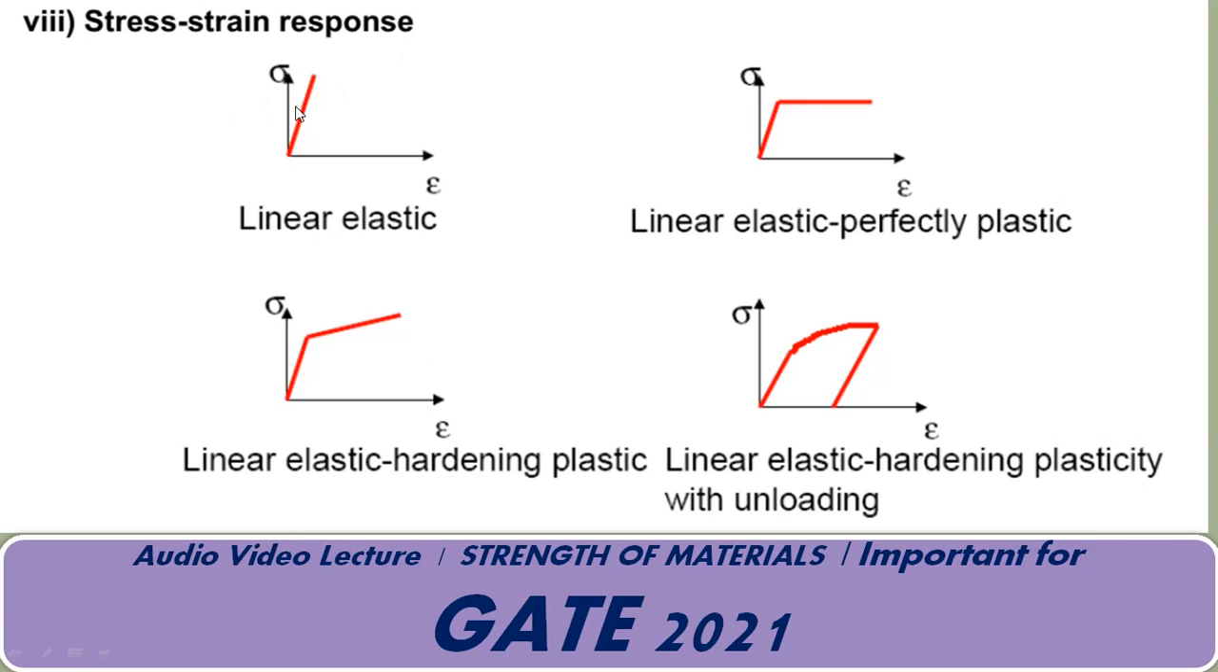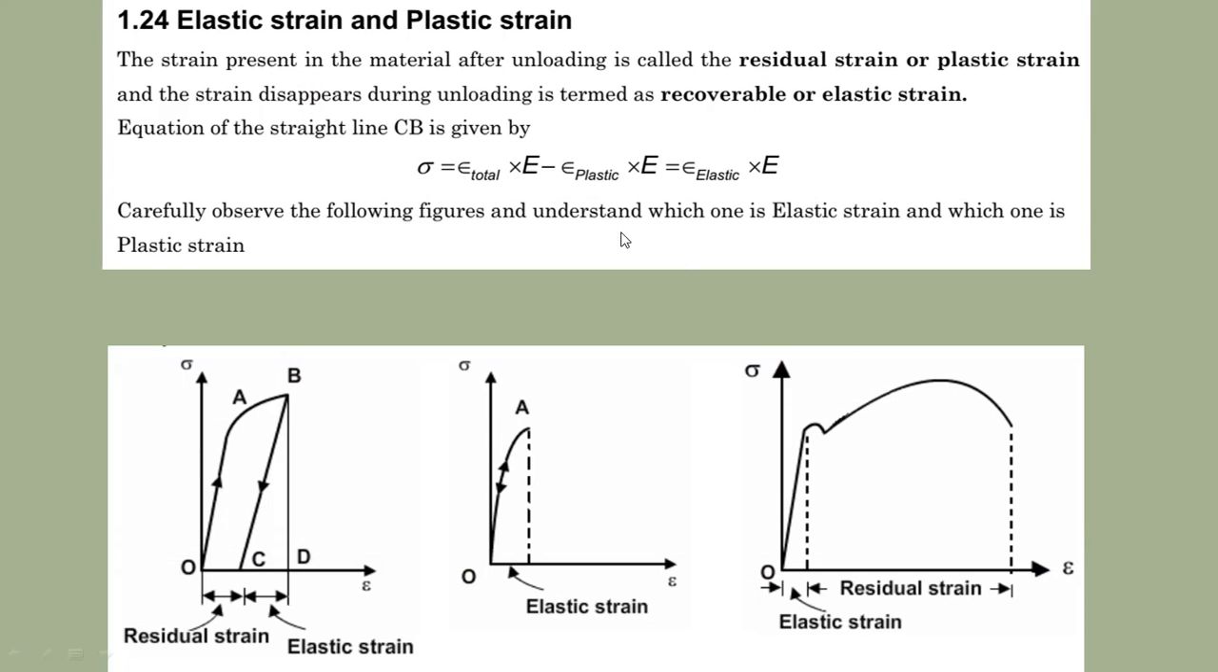So linear elastic, the stress strain curve is like this. Linear elastic but perfectly plastic, stress strain curve is like this. Linear elastic hardening plastic, stress strain curve is like this. And linear elastic hardening plasticity with unloading, so this will happen in this fashion. So elastic strain and plastic strain.